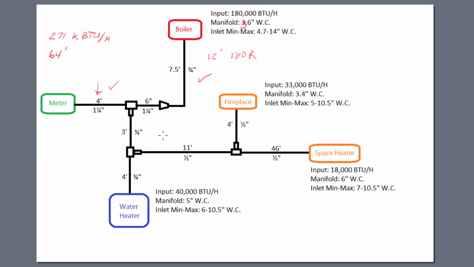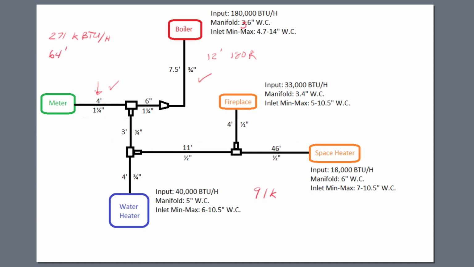With that branch out of the way, we can look at the slightly more complicated second branch here. We need again two pieces of information. The total demand on this branch, which does not include the boiler, is 91,000 BTUs per hour. And then the length of the longest line is the same as the longest length in our system, which we already know is 64 feet.